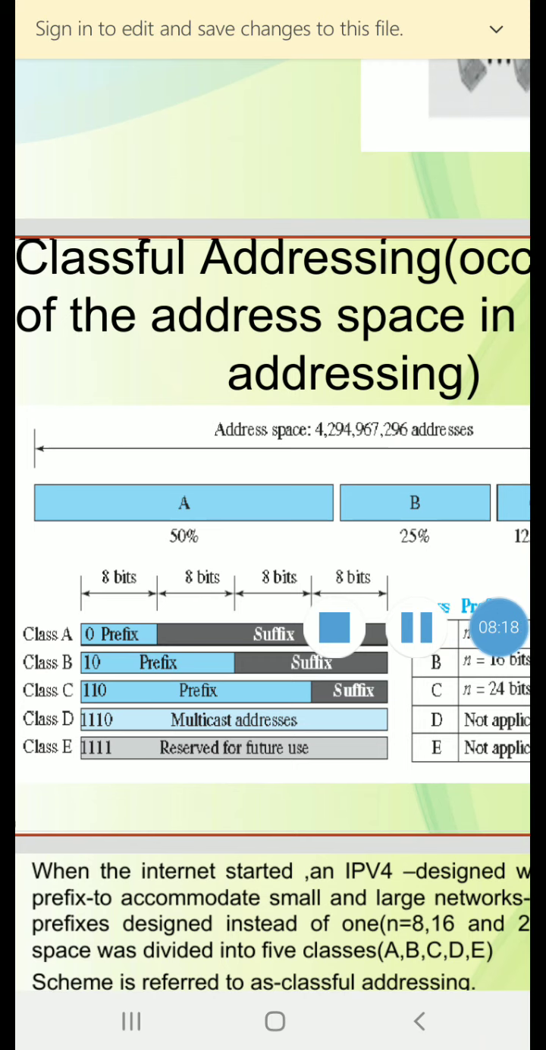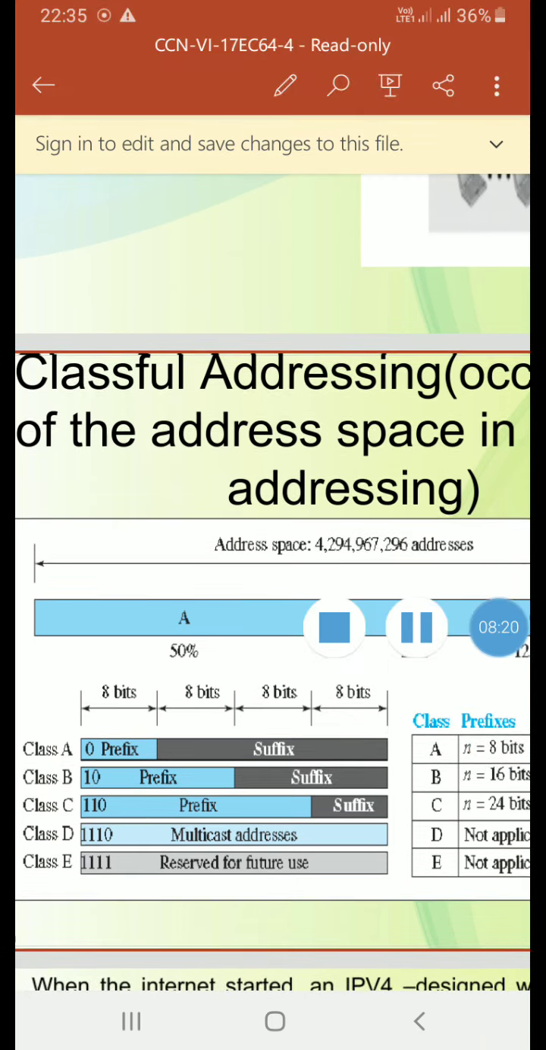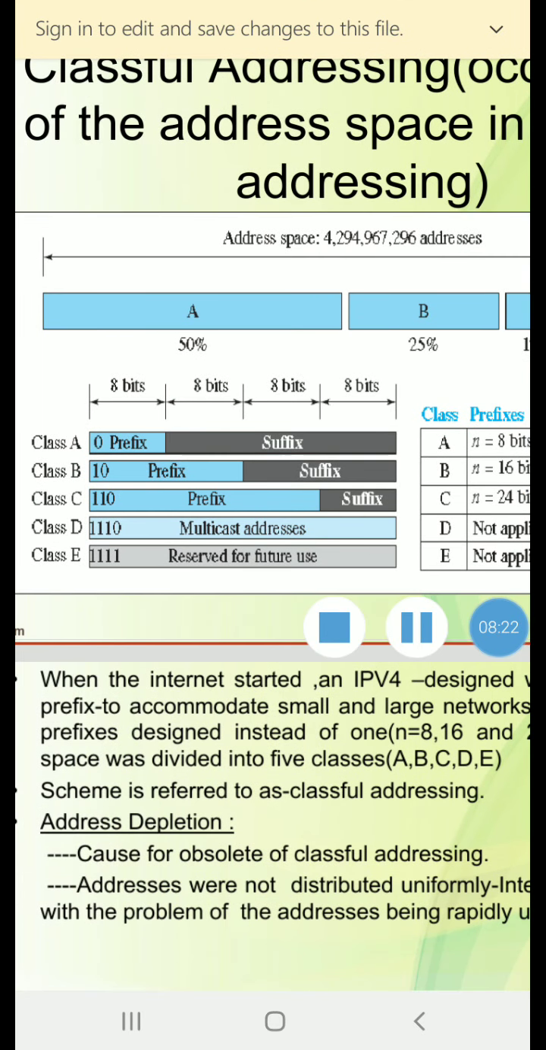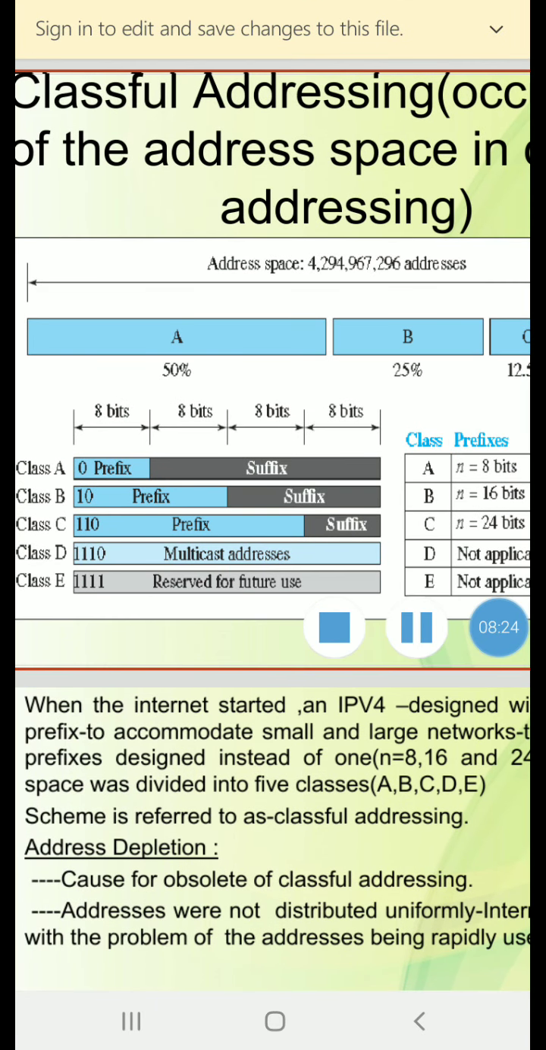The whole address space was divided into 5 classes called class A, class B, class C, class D and class E, which is shown here. That is why this scheme is referred to as classful addressing. First we will see about class A. In class A, the network length is 8 bits. So here it has been written n equal to 8 bits.